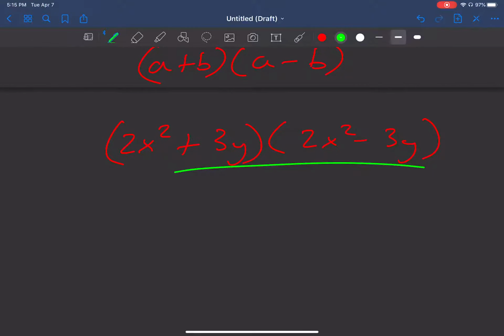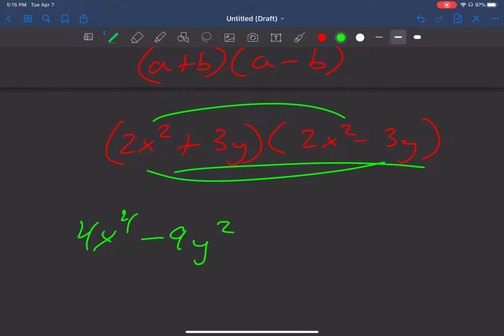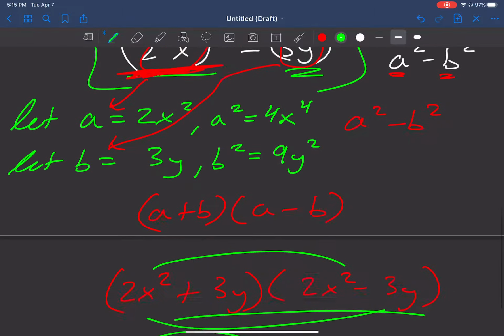Now I'm going to multiply it out real quick just to make sure we did this right. So we have 4x to the 4. I don't care about that. That goes away. That goes away. This is going to be minus 9y squared. Yep, sure enough, that's it. Okay.